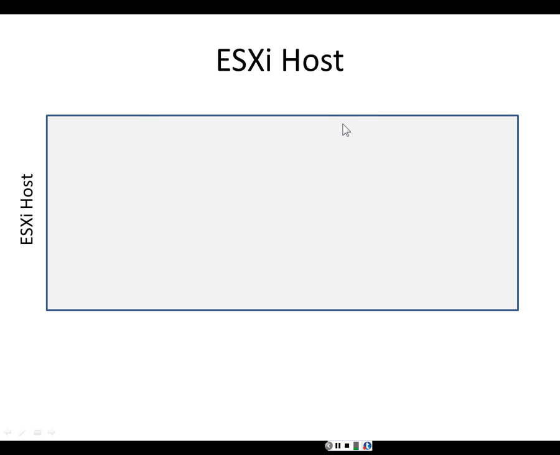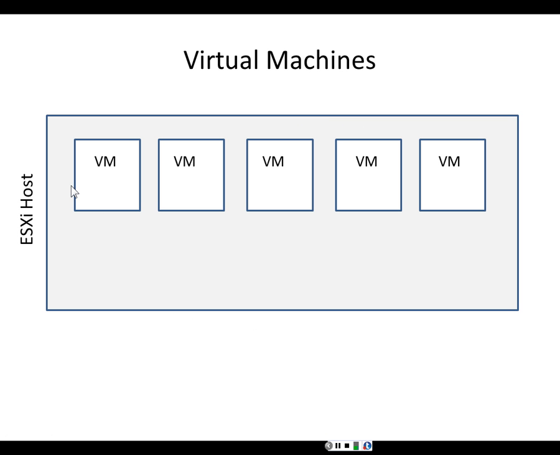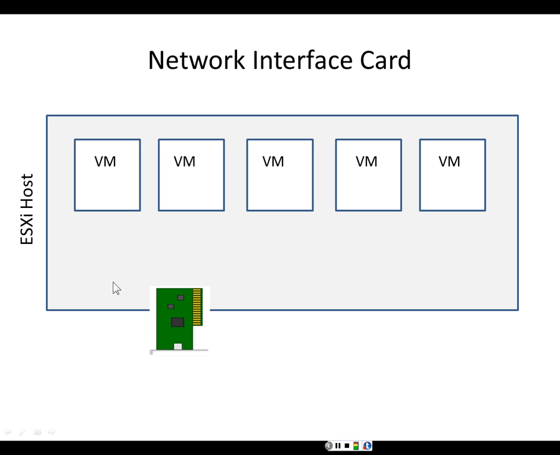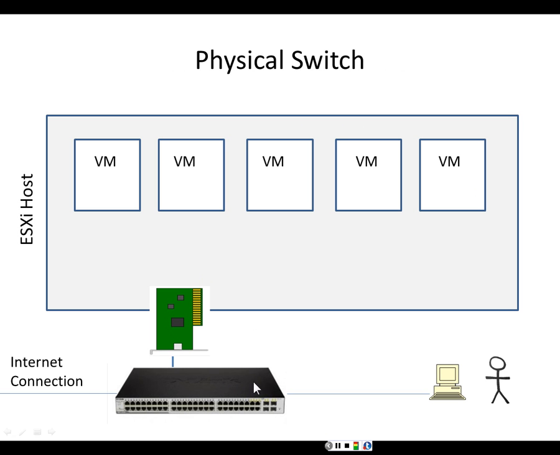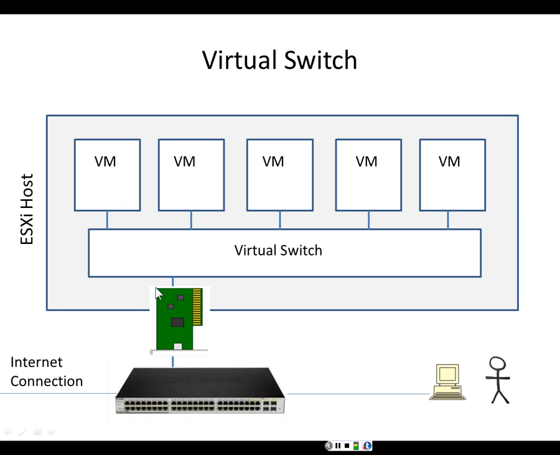So let's look at the ESXi host. This box right here is supposed to be the ESXi host. And running in the ESXi host are multiple virtual machines. The ESXi host has a physical network interface card in it, and that connects to the physical switch, which connects to the user's workstations, and which connects to the internet connection. So how can all of these different virtual machines connect to this single network interface card? And the answer is a virtual switch.